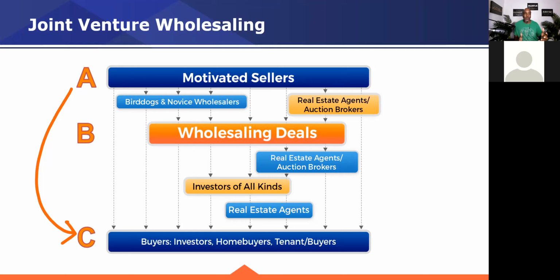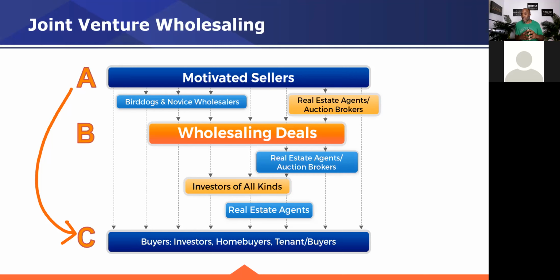And now you're like, okay, well, I don't have a wholesale buyer. I don't have a buyer's list. I don't know where to turn. So you may find someone that has a big buyer's list and say, hey, I got this property under contract, 123 Main Street. Can you help me to move this property? Do you have a buyer that may be interested? And so that's what joint venture wholesaling is, in a nutshell, is multiple parties working together.